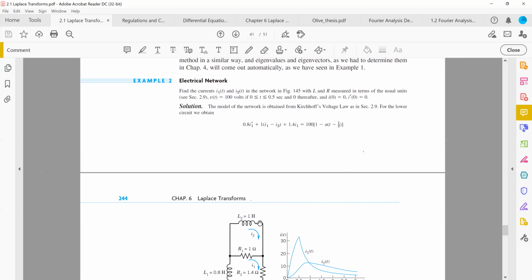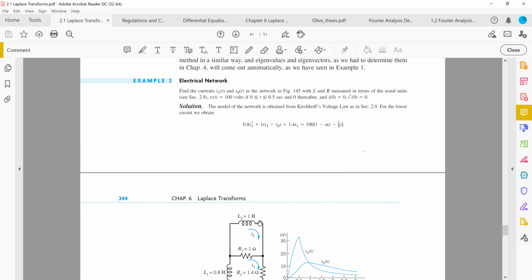So you have to find currents I1 and I2 in the network in figure 145, with L and R measured in terms of the usual units. V(t) is equal to 100 volts if 0 is less than or equal to t, which is less than or equal to 0.5, and 0 thereafter. And so the initial values are I(0) is equal to 0, and the integral of I dt is also equal to 0 initially.